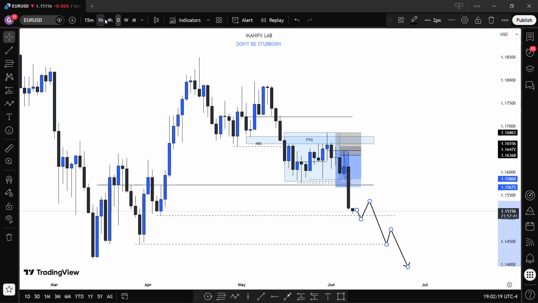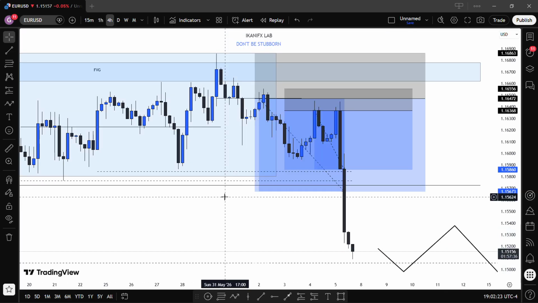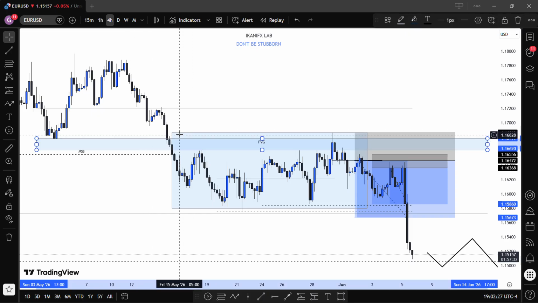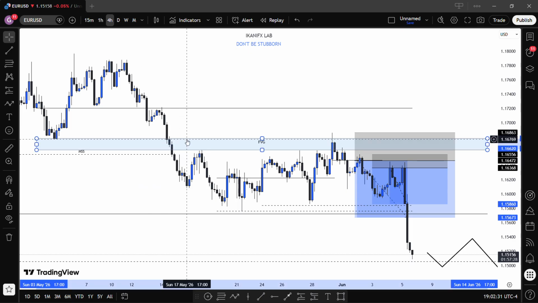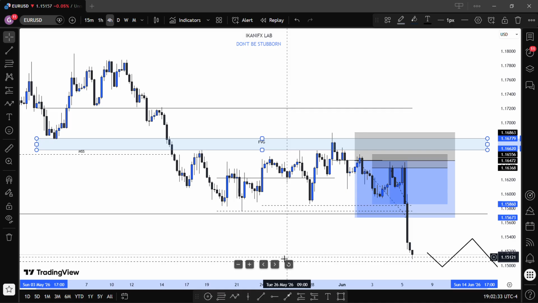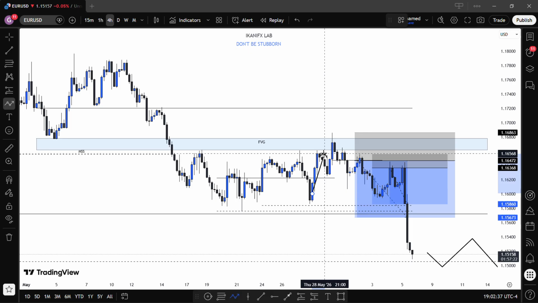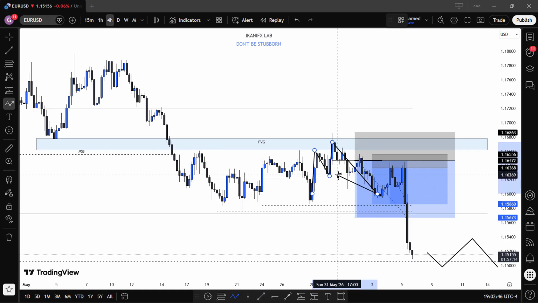So let's go to the 4 hours first of all. Let's take a look. Let's observe this. Let me take out this consolidation box. Let's observe this weekly fair value gap over here where the market's rejected. We see the market came into this weekly fair value gap and then consolidated a bit and then broke below this low.